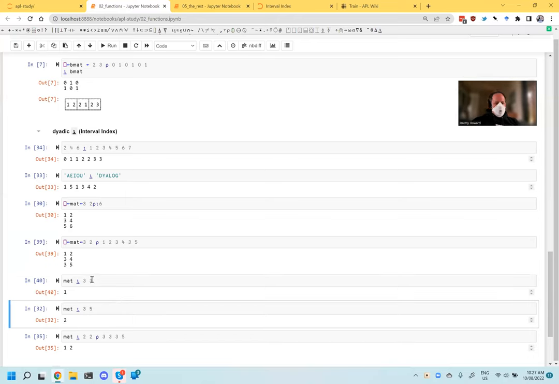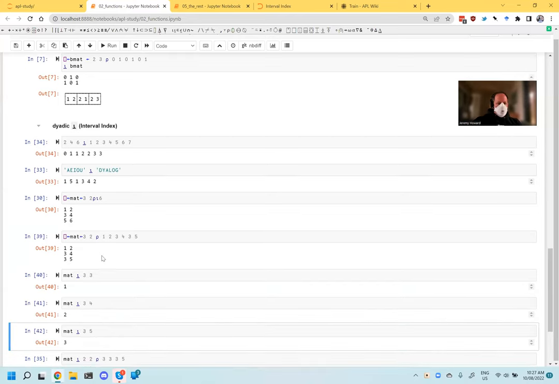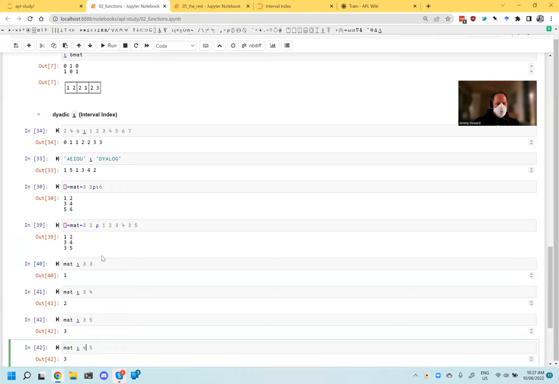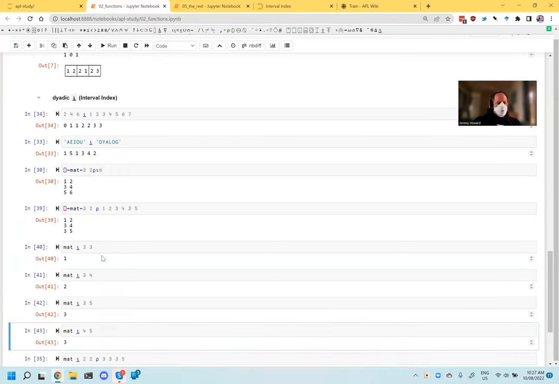So 3-3 is not bigger than 3-4. 3-4 is, but then 3-5 is higher still. And then 4-5 is off the end. Oh, greater than or equal to is always going to be there.